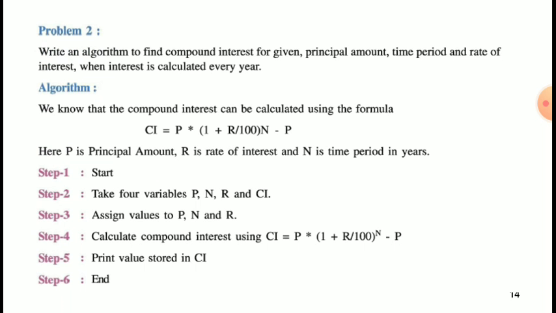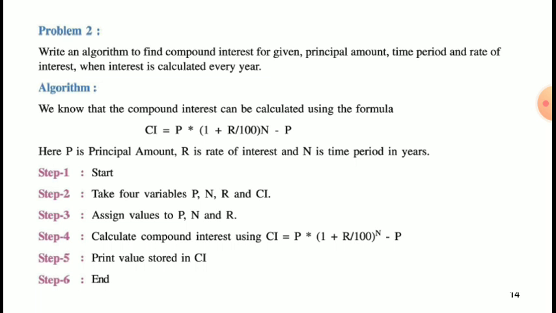Now the second problem, to solve with an algorithm. Write an algorithm to find compound interest for a given principal amount, time period, and rate of interest when interest is calculated every year. We know that compound interest can be calculated using the formula CI equals P into (1 plus R divided by 100) to the power N, minus P. Here P is the principal amount, R is the rate of interest, and N is the time period in years.